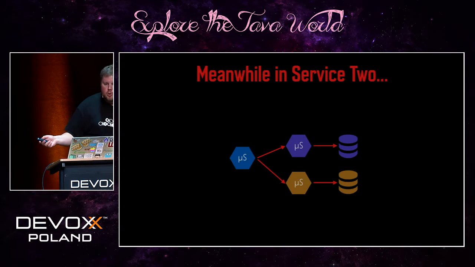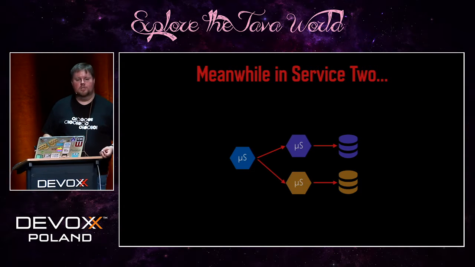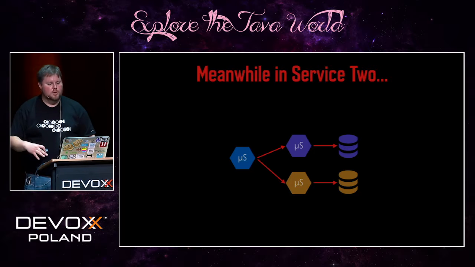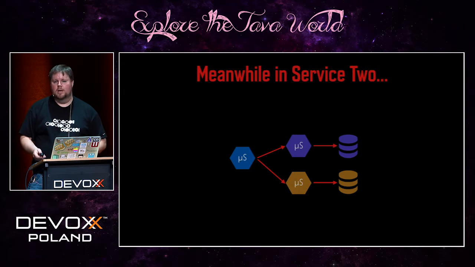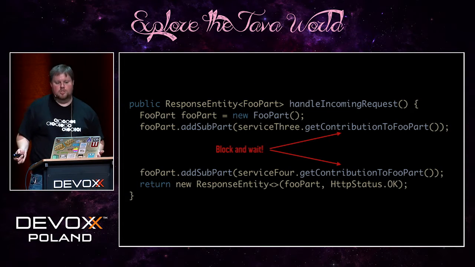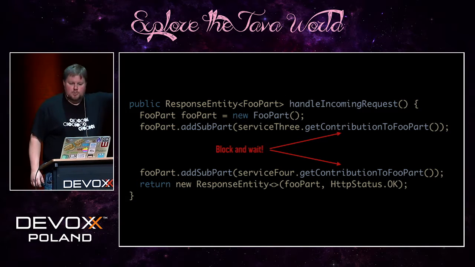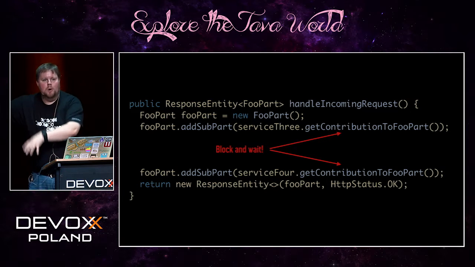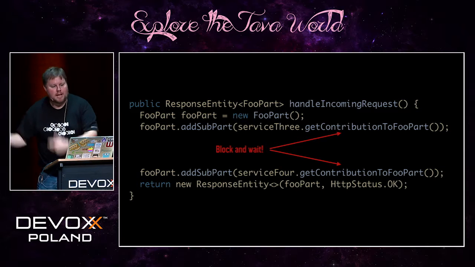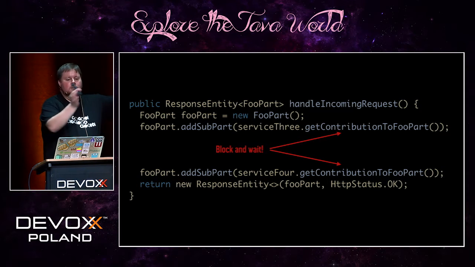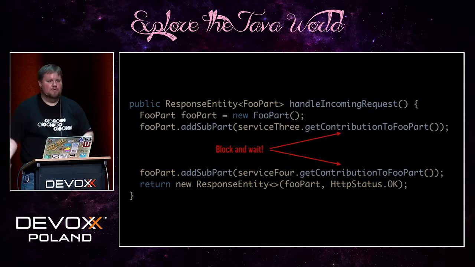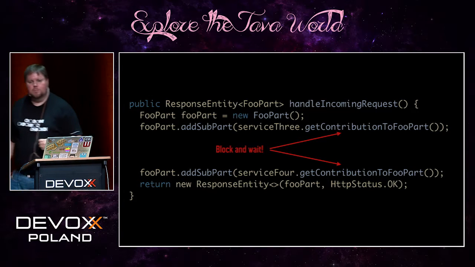Well, let's drill down even further. We go into service 2, and we realize, oh, well, it's going to also call a service that's going to talk to a database, and then another service that's going to talk to a database. So how do we implement the blue microservices code? Well, obviously, we're just going to create a foo part object, and we're going to talk to service 3 and get the first foo subpart, and of course, we're going to block and wait for that to happen. And then we're going to go get the contribution service 4 provides and add that. And now we have the foo part, and then that trails up into the foo, and we build the response.